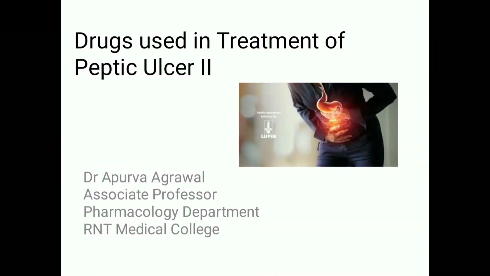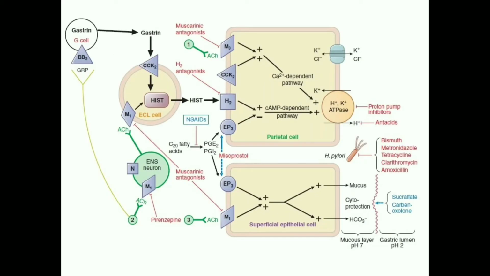This class is the second class in the series of drugs which are used in the treatment of peptic ulcer. In the previous class, we have already discussed the pathophysiology of peptic ulcer and how the various drugs are used in its treatment, and we have discussed in detail the drugs which act by inhibiting gastric acid secretion.